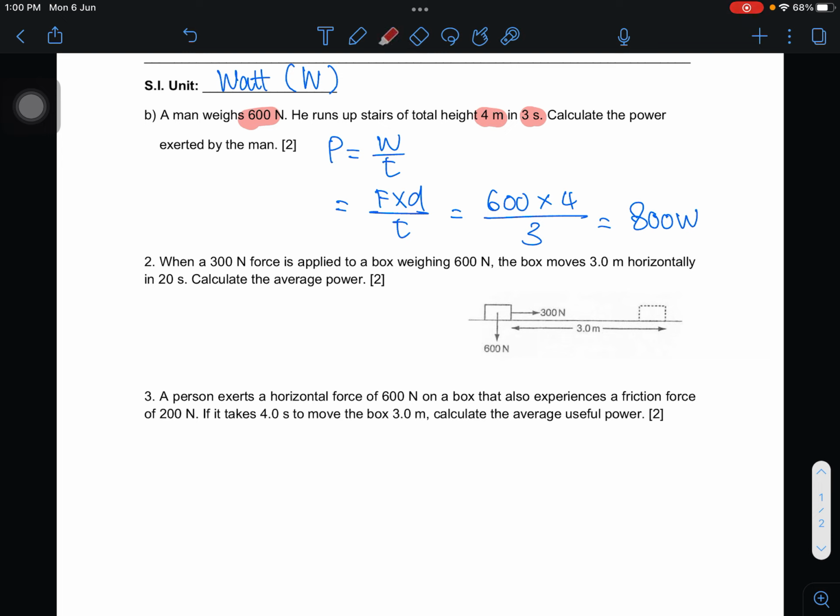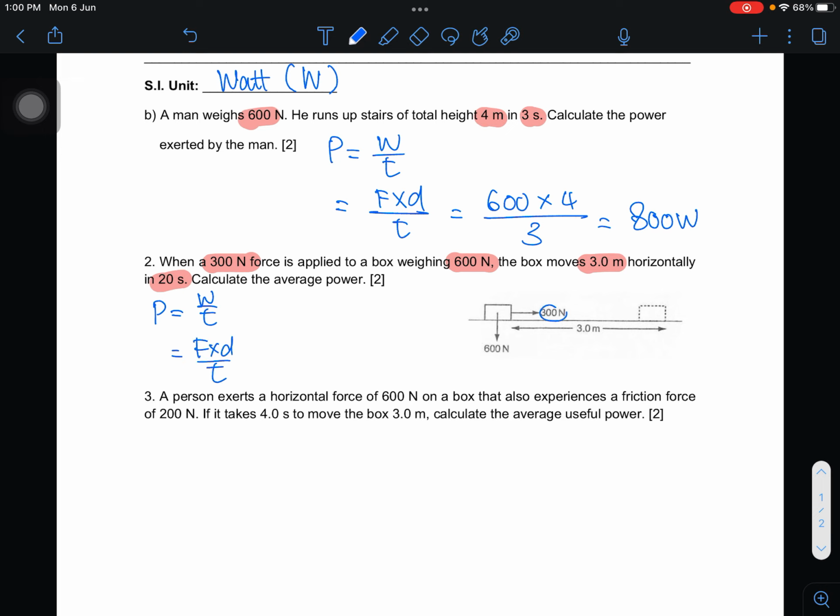So let me highlight all the important things. A force of 300 Newton is applied in a box weighing 600 Newton. It moves 3 meters horizontally in 20 seconds. Calculate the average power. So let's write out the formula again. Power equals work done over time, equals force times distance over time.